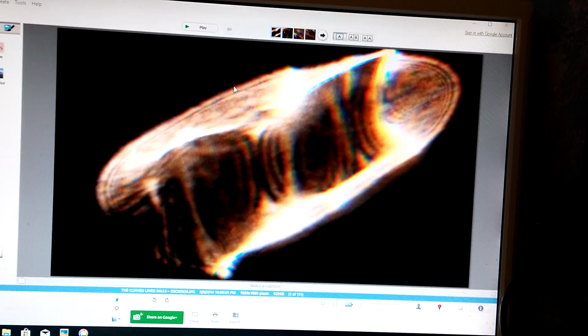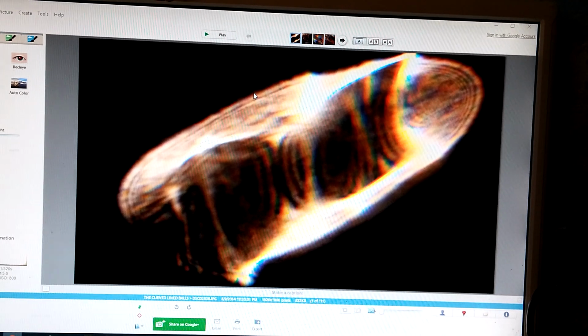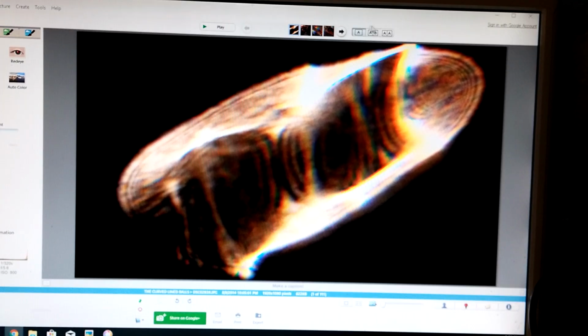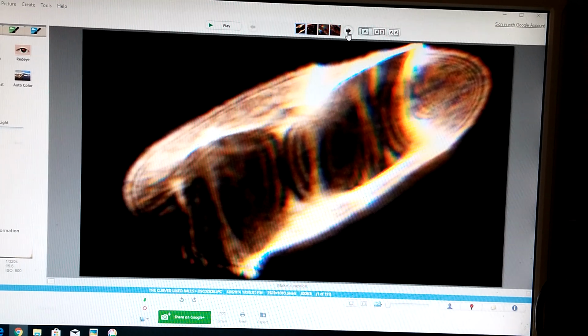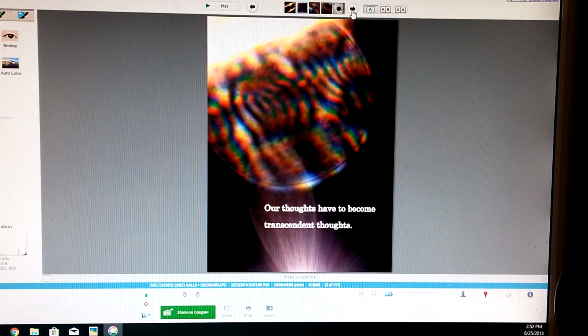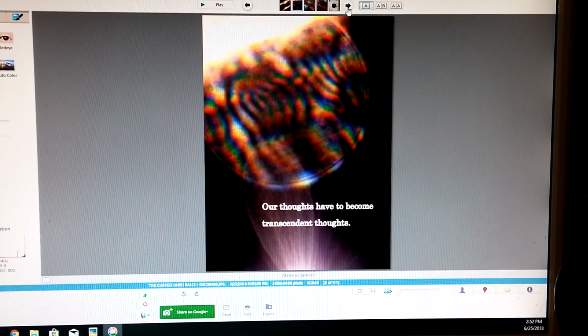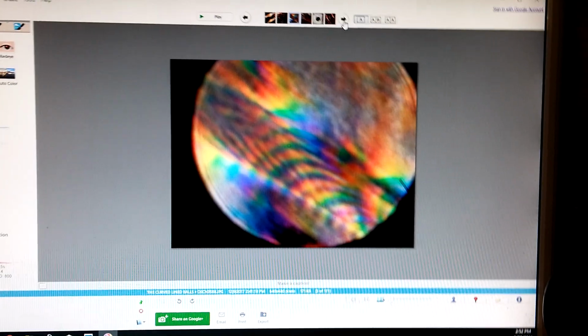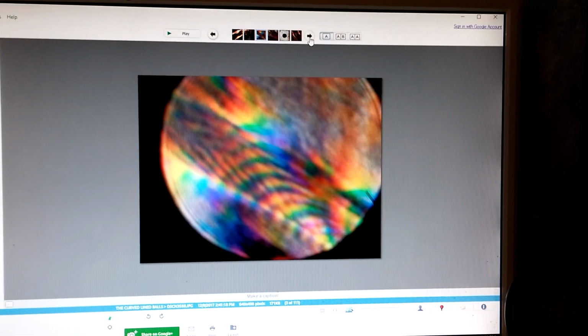And when I noticed them, I started noticing them in many other pictures after that. And I took note of them, how they morphed and how they multiplied inside the orbs. They're not actually inside the orb, though.